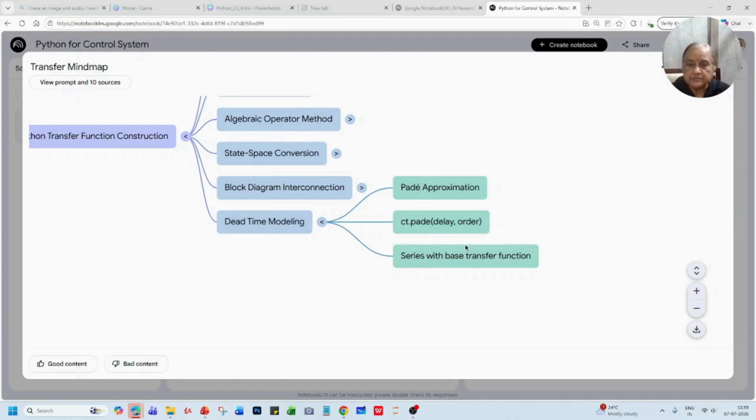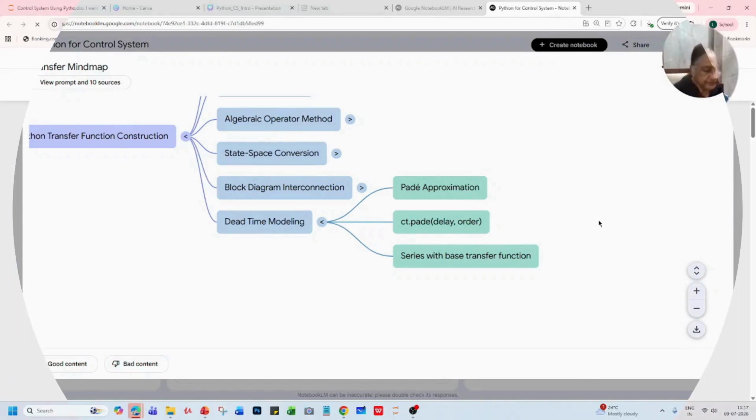Next, let us see how we can do it. We'll take you to the Jupyter Notebook and explain with examples how to construct the control system, and how to make use of the control system library to construct the transfer function in different forms.